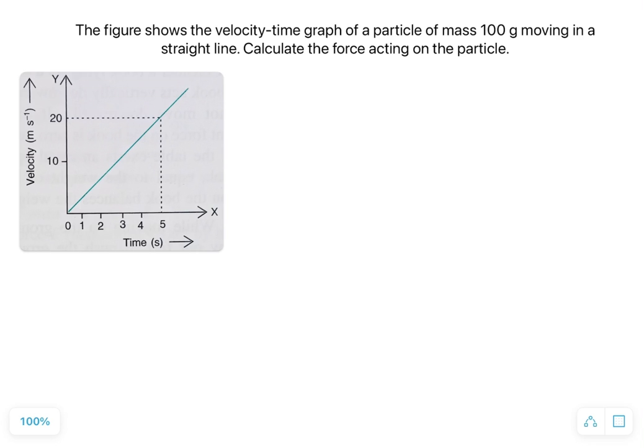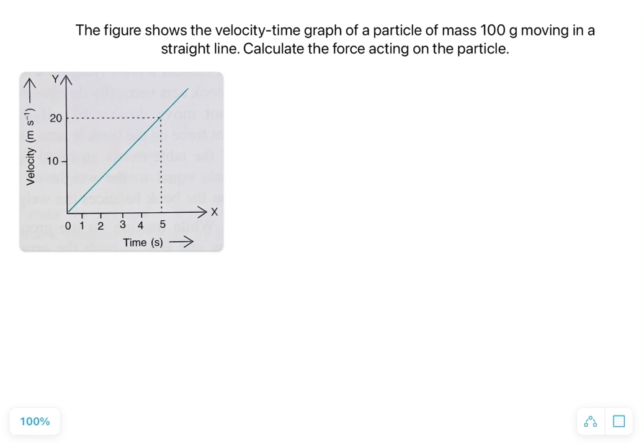Now in this velocity time graph, velocity is on the y-axis and time is on the x-axis. It's a straight line indicating uniform acceleration. The slope of the velocity time graph gives the value of acceleration.